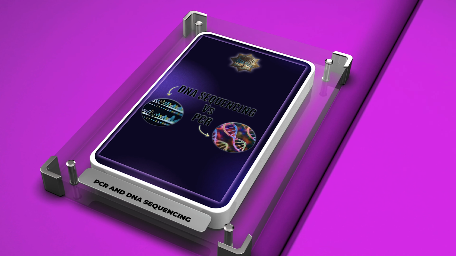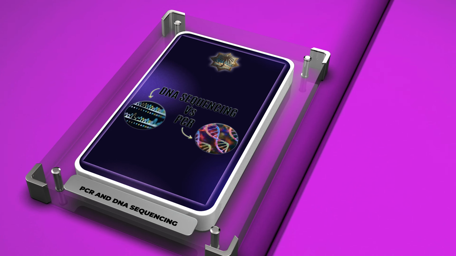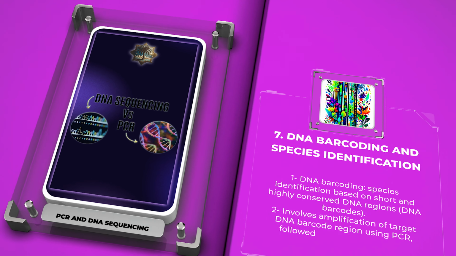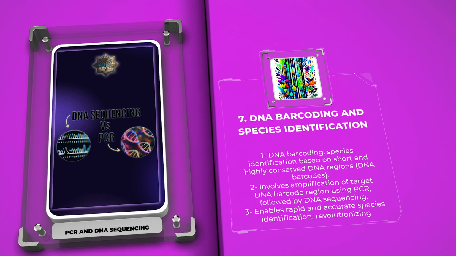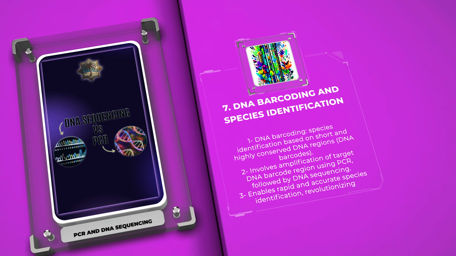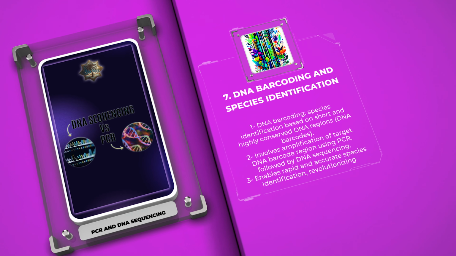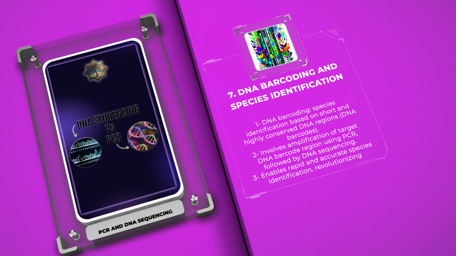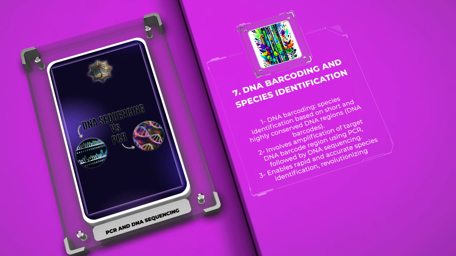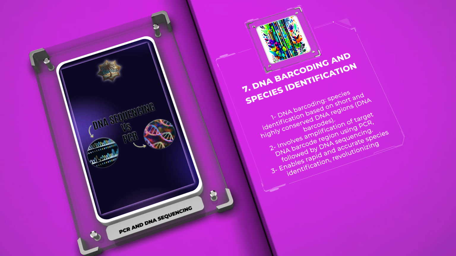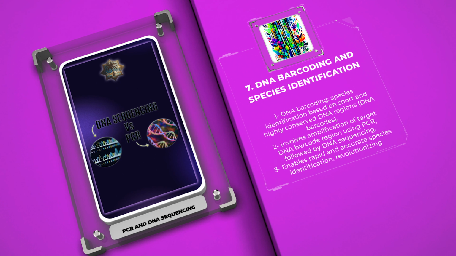DNA barcoding is a technique used for species identification based on short and highly conserved DNA regions, known as DNA barcodes. These DNA barcodes are unique to each species, allowing for rapid and accurate species identification, even in cases where traditional morphological methods fail. The DNA barcoding process involves the amplification of the target DNA barcode region using PCR, followed by DNA sequencing. The obtained sequences are then compared to reference databases to identify the species.